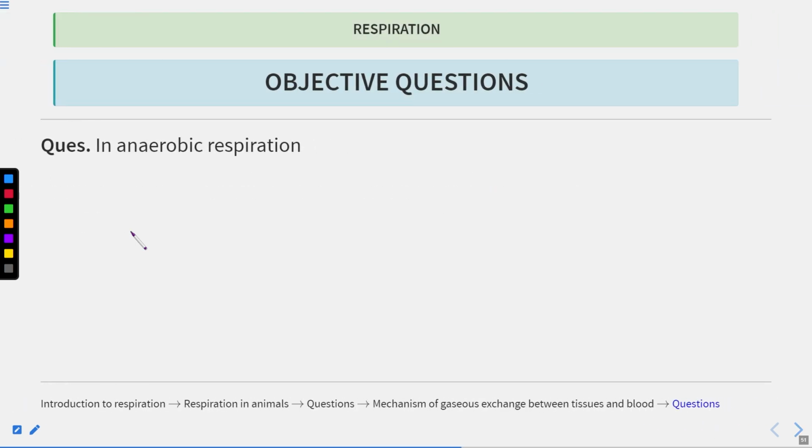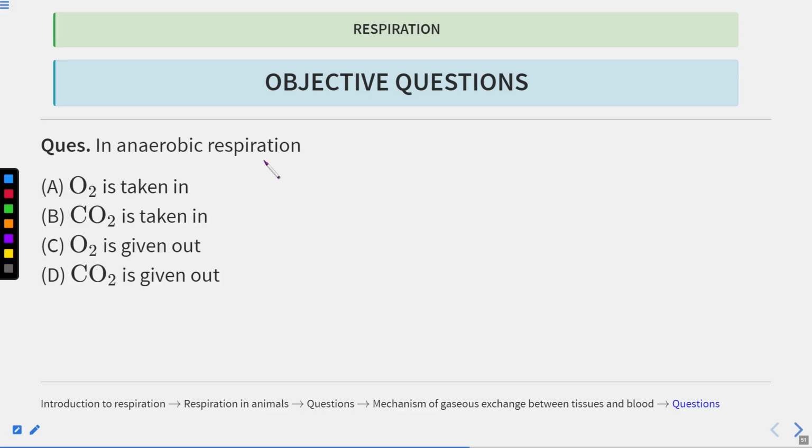The next question is, in aerobic respiration, what happens? Let's have a look at the options here. Oxygen is taken in, carbon dioxide is taken in, oxygen is given out, or carbon dioxide is given out. So we're talking about anaerobic respiration, which is also known as fermentation.